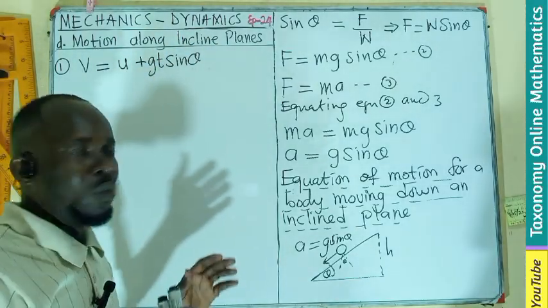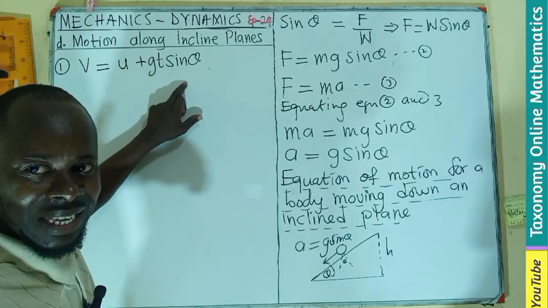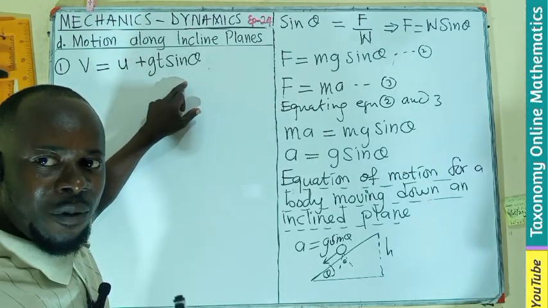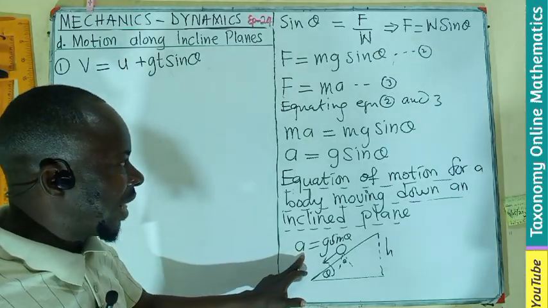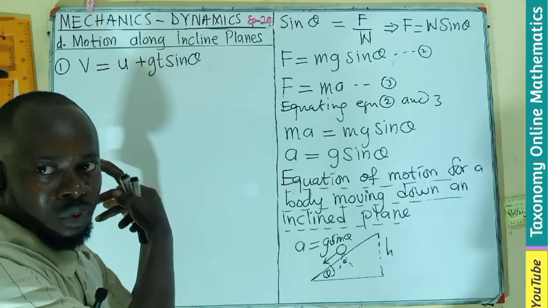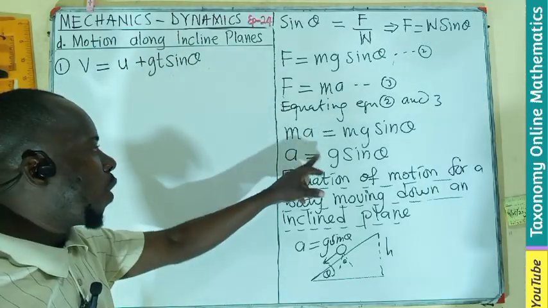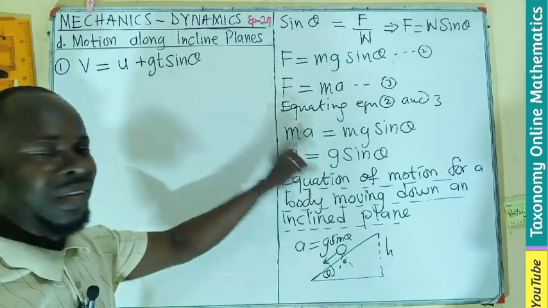You can also decide to maintain V equals U plus AT. Before you use that formula, you will first have to find the acceleration of the body using this. So no need to do substitution. That is also clear: find the acceleration, substitute, or remove the A and put this directly.